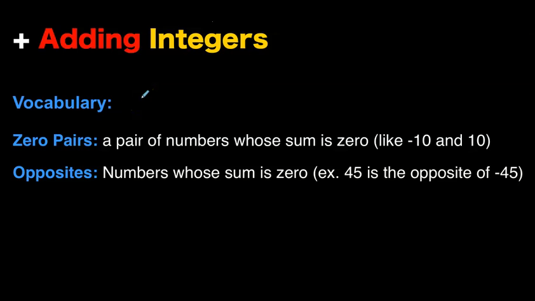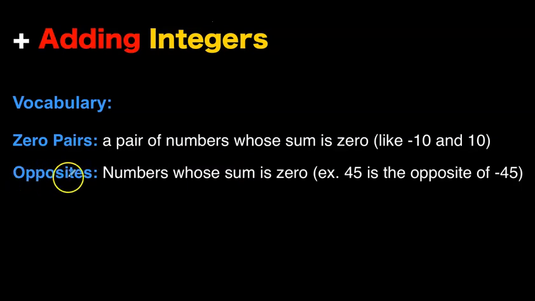Today we are going to be working on adding integers using number lines and integer chips. The two pieces of vocabulary that I want to focus on that will help us with our lesson today are zero pairs and opposites. Zero pairs are when you have a pair of numbers whose sum is zero, like -10 and 10. When you add -10 and 10, you get 0.